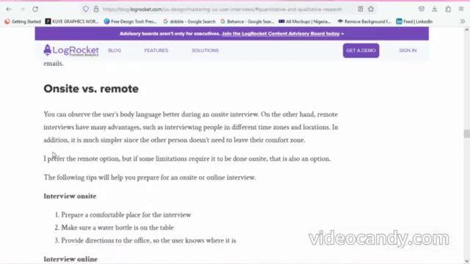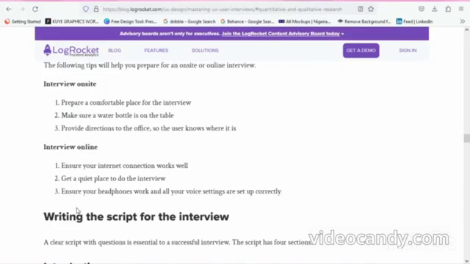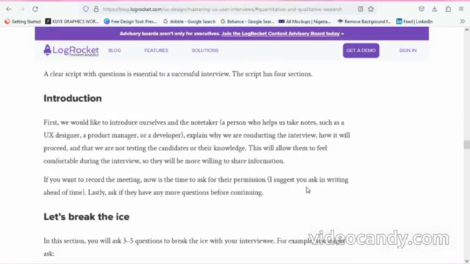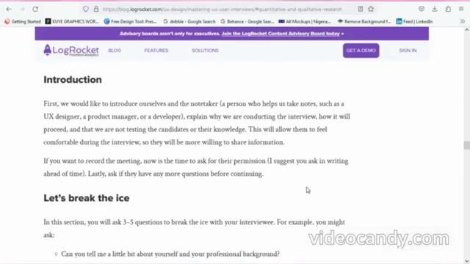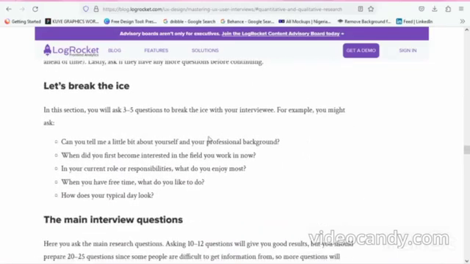And for qualitative, when you're doing an interview, it could be remote, it could be online. Online and remote are kind of the same. Online is like you're interviewing them through Zoom or Google Meet, and you could also do it physically, asking them directly. And there are some questions here. So this one, "break the ice," is like you're introducing yourself to them.